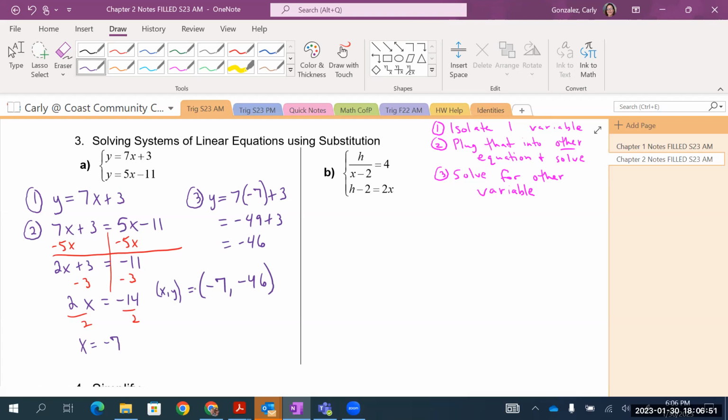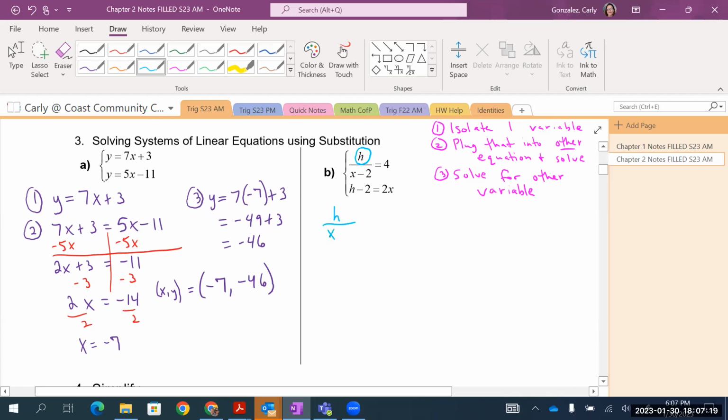Okay, B is a little more complicated. In fact, the way that the first equation is written is actually not even linear in form. It's actually a rational expression as it's written, but our methods still apply. So we're going to choose one variable to solve for. So let's take a peek, and in that first equation, let's solve for h.